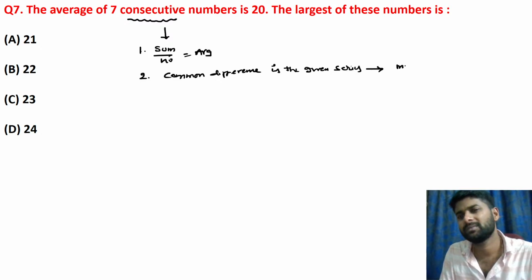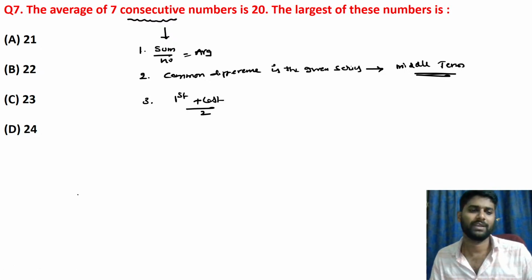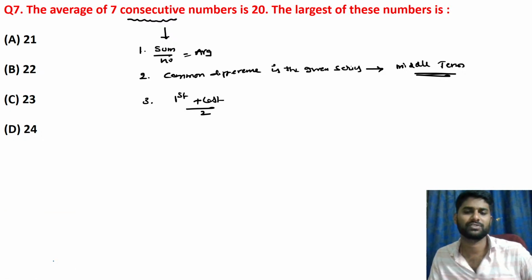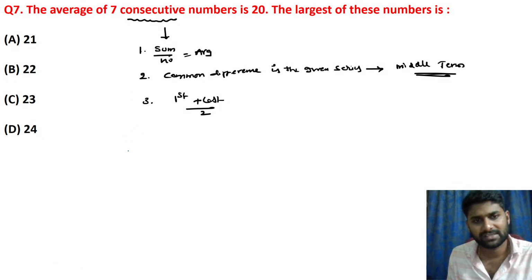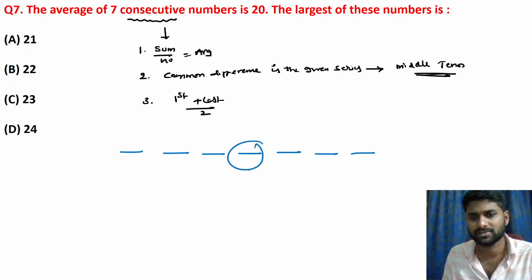So how to find the middle number? If you identify the middle term, it defines the average. Or the sum of the first term plus the last term divided by 2. You can use any calculation out of these 3 to solve consecutive numbers. Now we have 7 numbers: 1, 2, 3, 4, 5, 6, 7. Out of all these numbers, this middle space is represented for average.